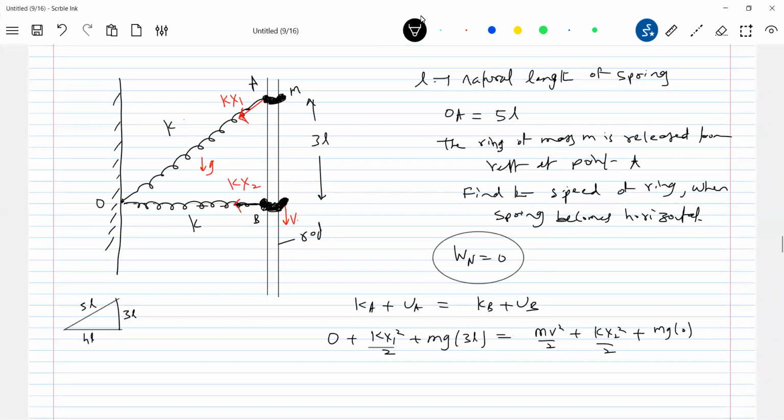I think it's quite easy, no? So what is x1? Natural length is L. Now the length of the spring is OA, root 5 L. So what should be the elongation? Elongation should be OA minus L, no? Should be 4L. Now what about x2? X2 should be OB minus L. 4L minus L should be 3L. Substitute this. I think we'll get very easily the answer for v, no?